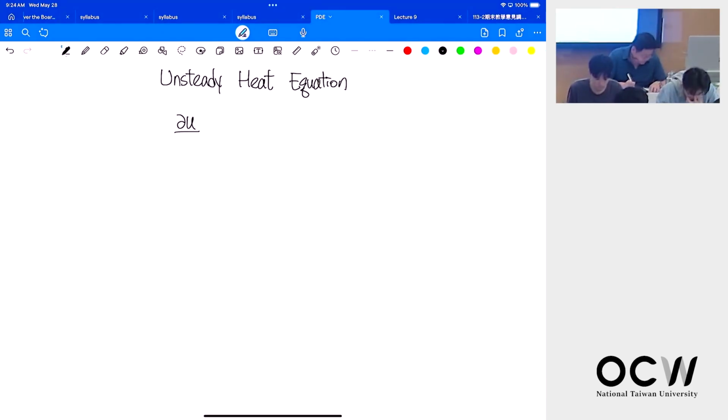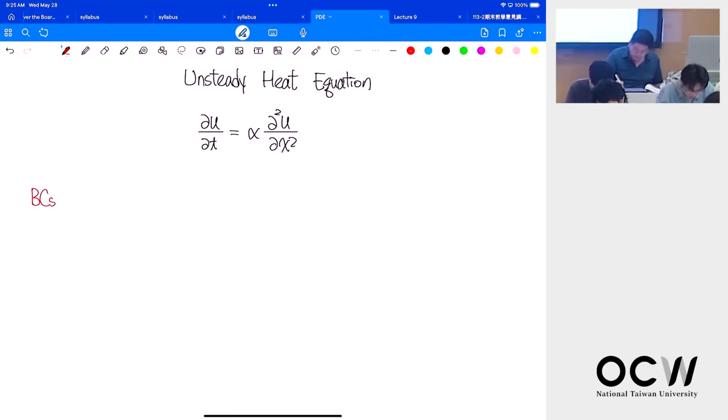partial u of partial t equals alpha partial square u partial x squared. Okay, so every time when you have an equation, you need the boundary conditions and also initial conditions to solve that equation. So first, when we learned the heat equation, actually we have 4 different types of boundary conditions and initial conditions. So first, let's see the boundary conditions.